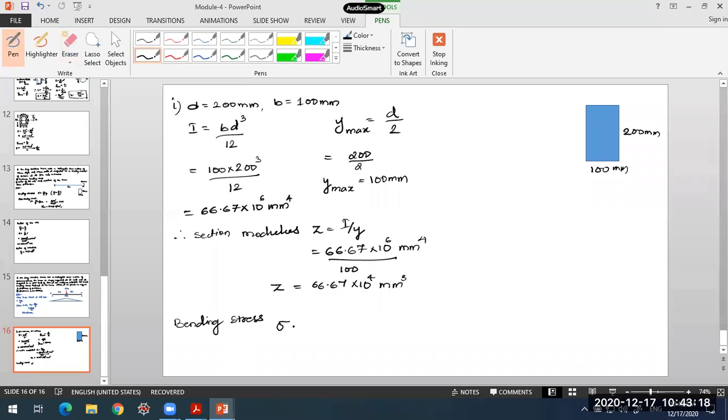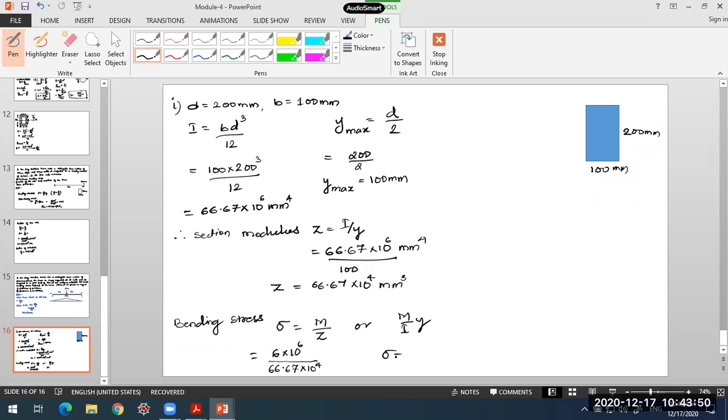So, bending stress sigma will be equal to M by Z or even M by I into y. You can use any formula over here. So 6 kilonewton meter was our maximum moment. When you convert it to Newton mm, it will be 6 into 10 raised to 6 Newton mm divided by 66.67 into 10 raised to 4.